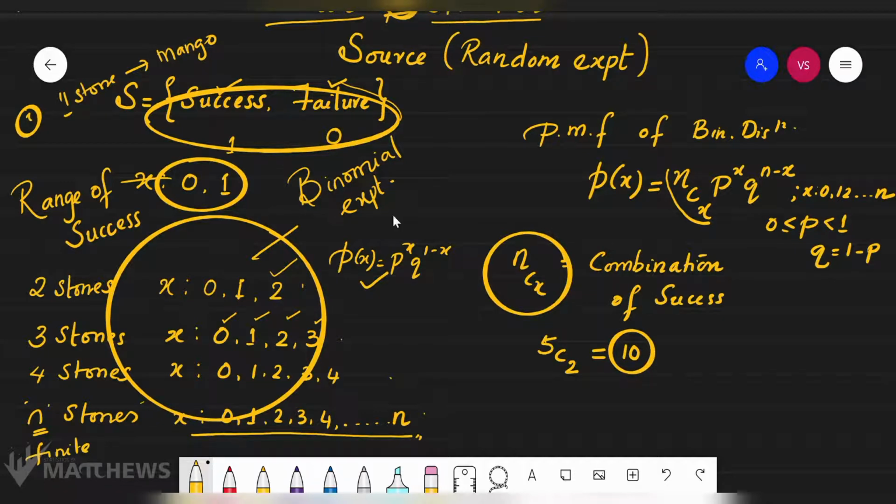It may be the first stone and second stone, or the first and third, the first and fourth, the first and fifth, the second and third, and so on, like that. The combinations of success are what it tells us. This is what nCx is all about. So for the binomial distribution, students, nCx p raised to x q raised to n minus x is what is important. This is what is called the probability mass function, students.